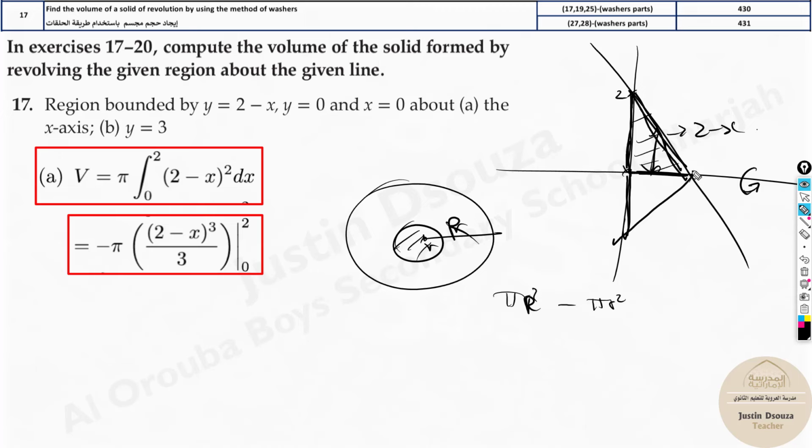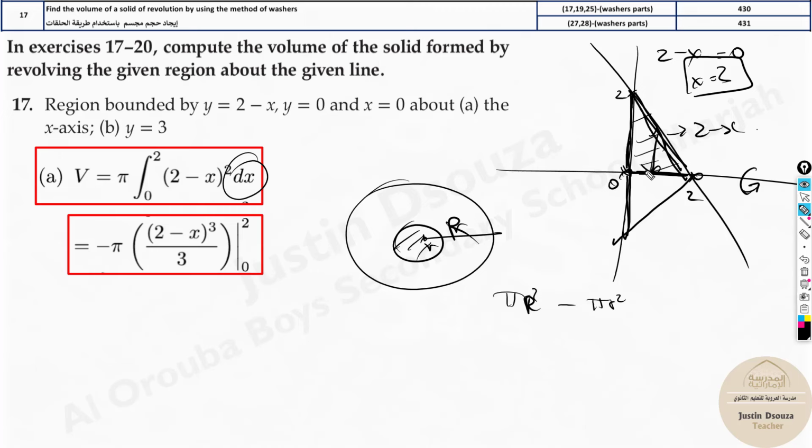The intervals need to be found out. How do we find those intervals? From here to here along the x-axis, because it's dx, it's along the x-axis. This is 0, but how do you find this? It's by equating this equation 2 minus x with 0. So solve for x, x is equal to 2. So we know the limits are 0 and 2. That's how we get the limits.